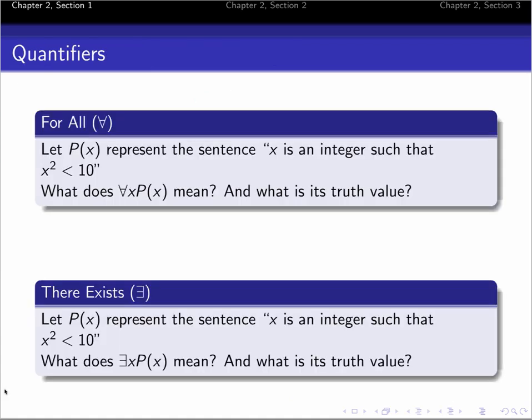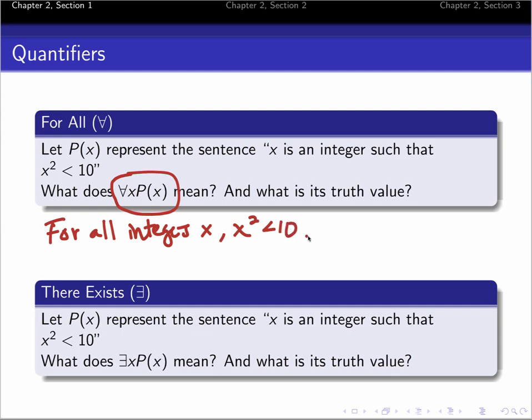There are these things called quantifiers, and there are two quantifiers, the for all and there exists. The for all is represented with that upside down A. So this statement in words means for all integers x, x squared is less than 10. So if I were to write it out in words, for all integers x, x squared is less than 10. So that's what it means.